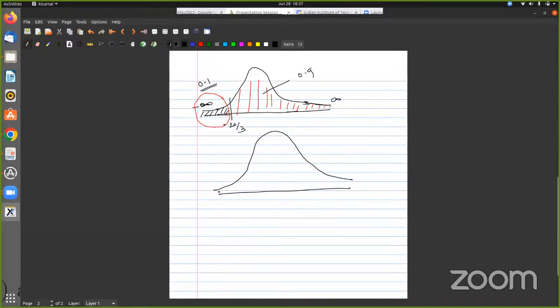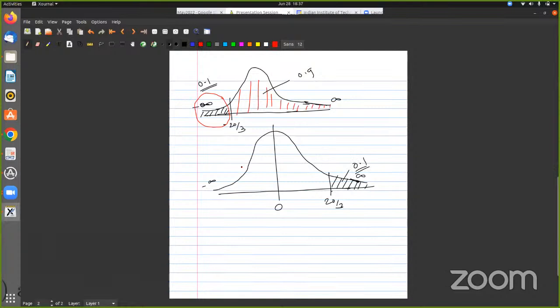Now let's say another area. Again, this will go from minus infinity to plus infinity. First of all, this is 20 by 3. Since it is symmetric, whatever this portion is, it's similar to that one. If it is symmetric, then this probability also should be 0.1.